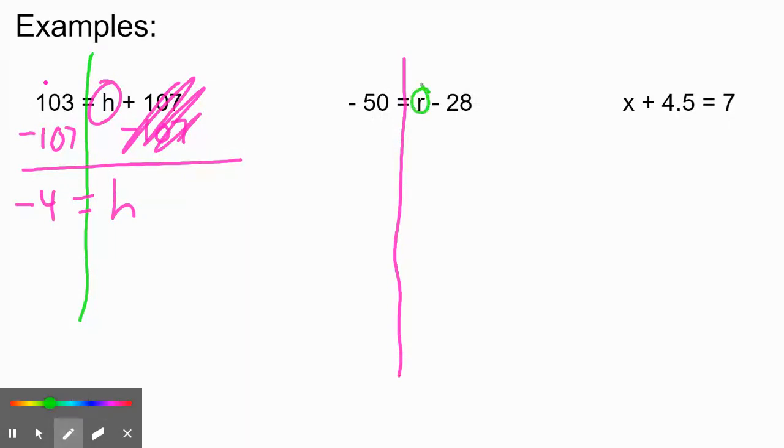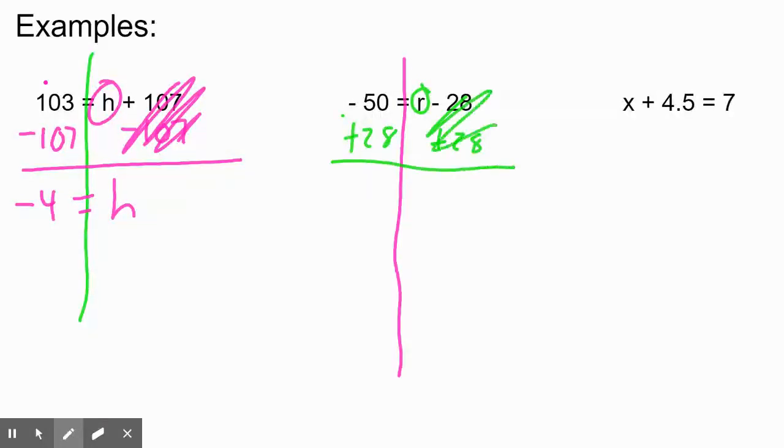All right, I'm going to circle my variable. I see that I am subtracting 28. So I have to do the opposite, which is to add 28. It cancels out. I have r left over. And then I have negative 50 plus 28.